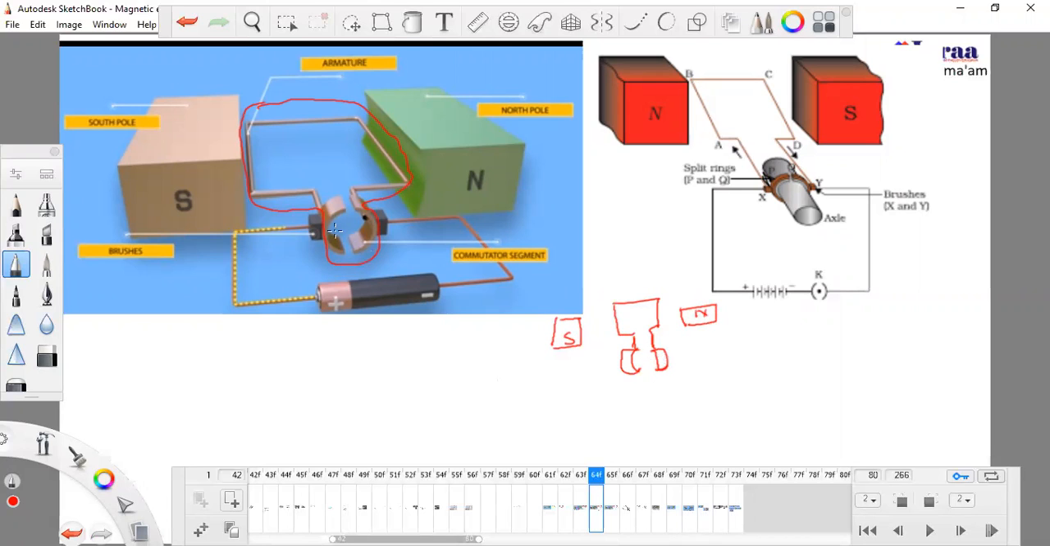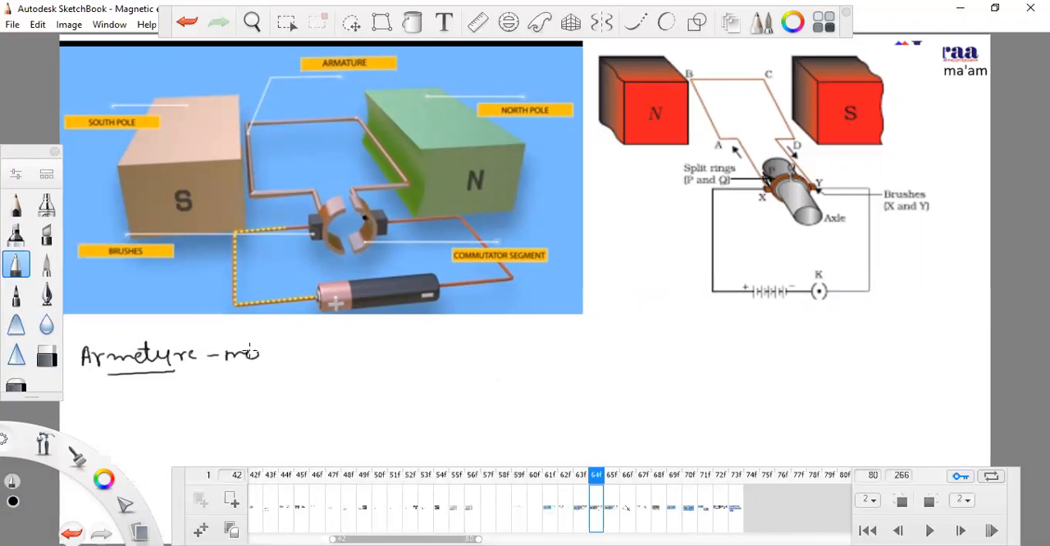You can see only this part, and these are carbon brushes. They are attached with this battery. So this is our construction. And only one thing in this whole apparatus is movable, and the moving thing is our armature. Only the armature is moving.